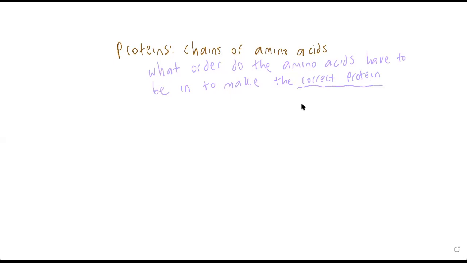So here is the analogy. We're going to say that the gene is going to be a recipe for chocolate chip cookies. I don't know why I use chocolate chip cookies as the example. I don't even like chocolate chip cookies. But for whatever reason, it's my go-to.